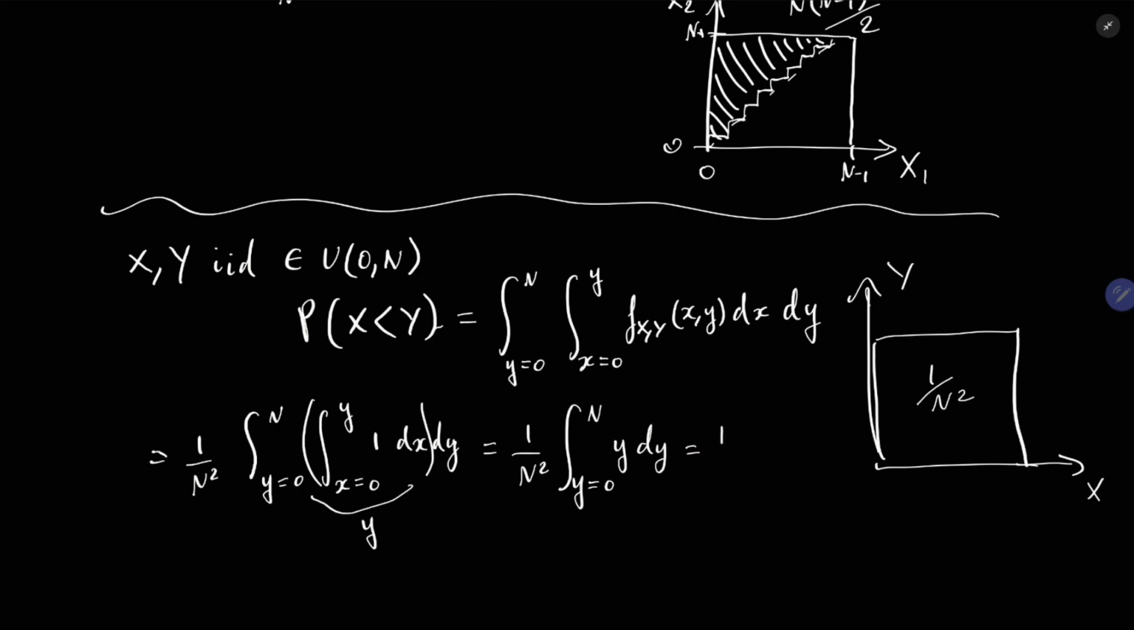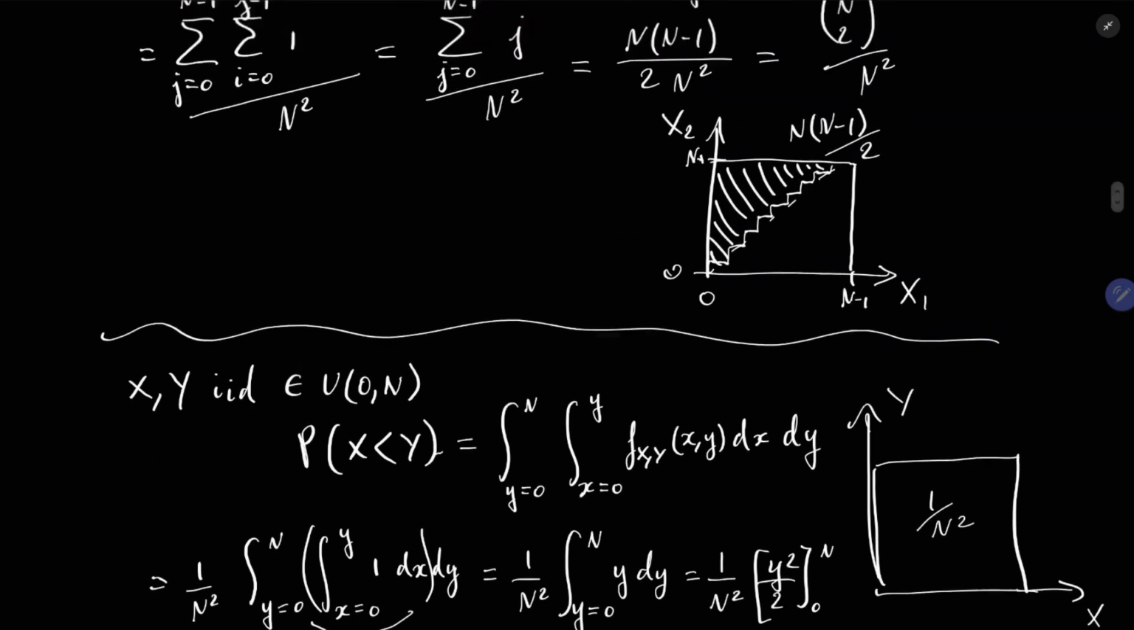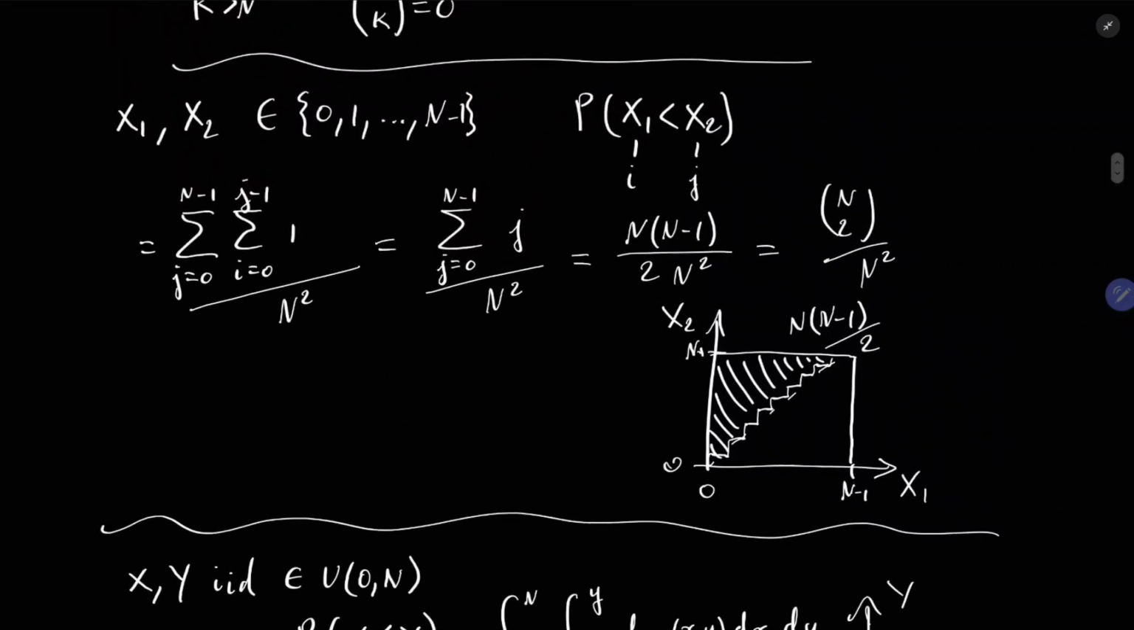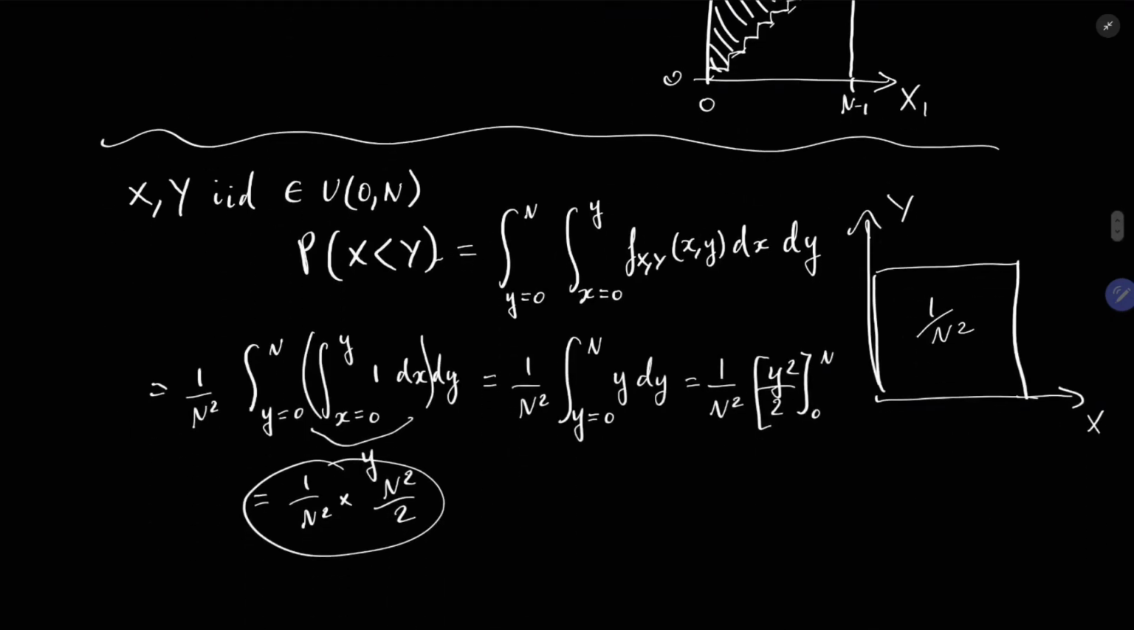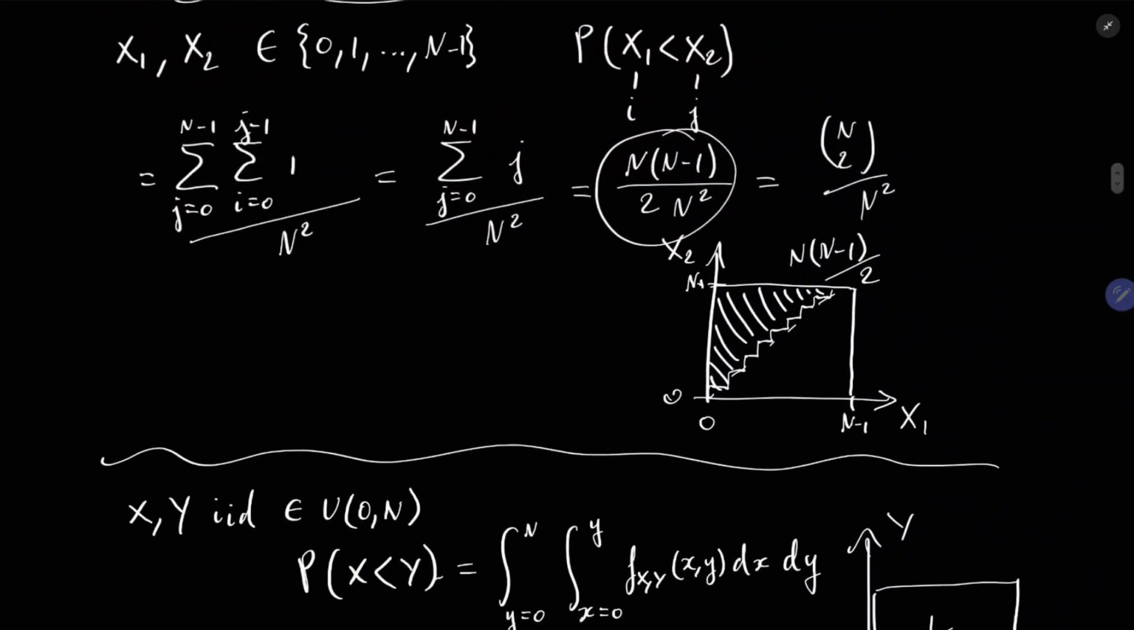And we have 1 divided by n squared times y squared divided by 2 between 0 and n, which is equal to 1 divided by n squared multiplied by n squared divided by 2. The first thing that we can notice is that this probability is very similar to the probability of the discrete case that we have seen here. The only difference between the two is that in the continuous case we have simply n squared in the numerator, and in the discrete case we have n multiplied by n minus 1.